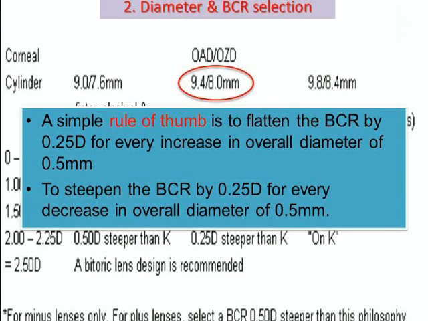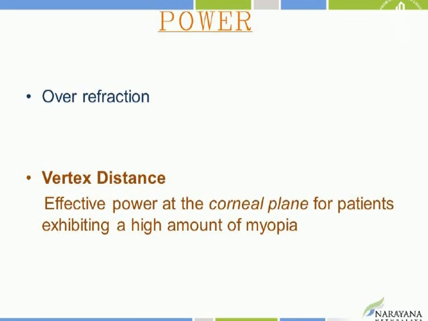The rule of thumb is to flatten the base curve radius by 0.25 diopters for every increase in overall diameter of 0.5 mm. Similarly, steepen the base curve radius by 0.25 diopters for every decrease in overall diameter of 0.5 mm. For the power, after getting an ideal fit, you over-refract with spectacles, and that is the final power incorporated into the RGP, customized for each patient. The vertex distance needs to be accounted for in all calculations above plus or minus 4 diopters.